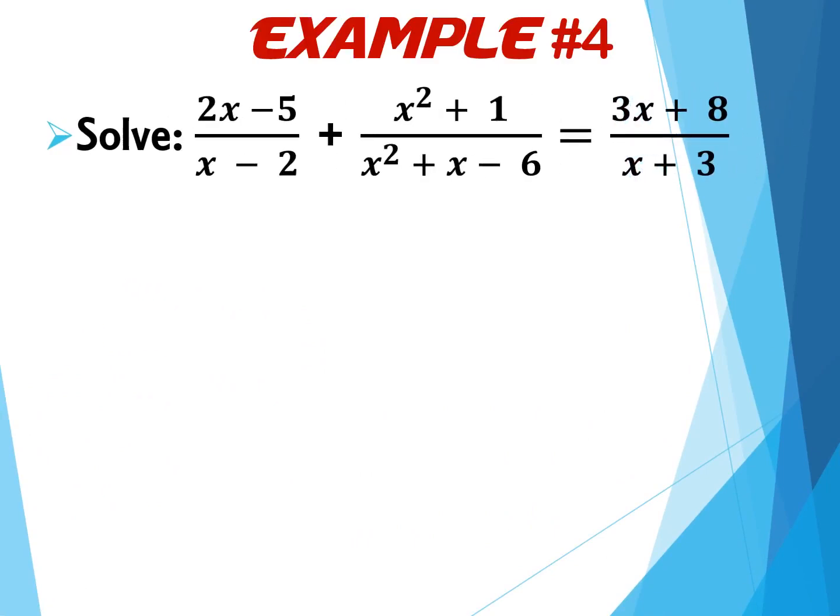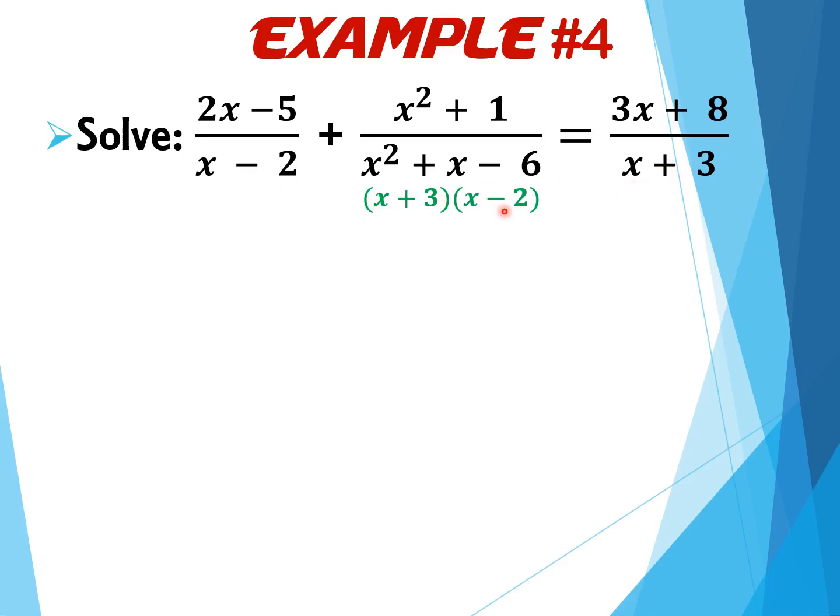Okay, let's have this example. Again, the first step is to factor the denominator. So x minus 2 is prime. This one is a quadratic trinomial. We can factor this into x plus 3 times x minus 2. And then this one is also the same. So the common factor for the denominator is x plus 3 and x minus 2, which will be our LCD.